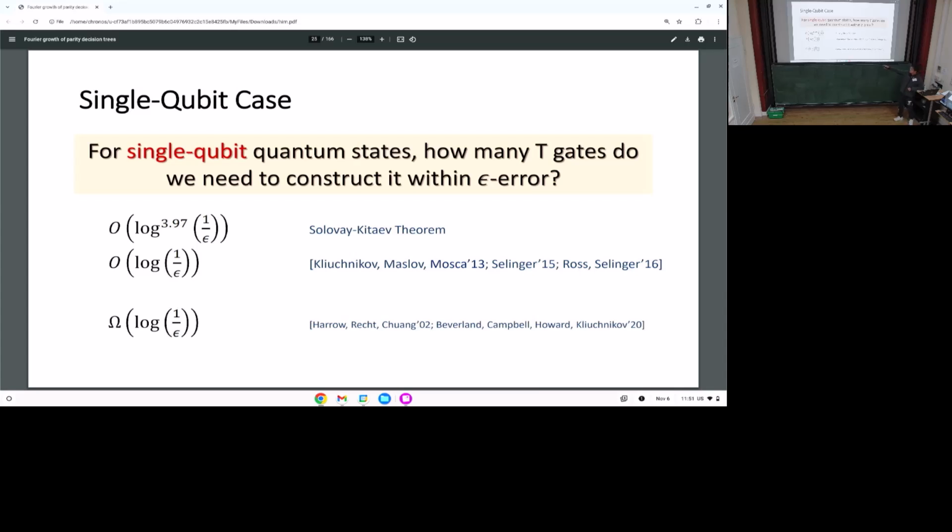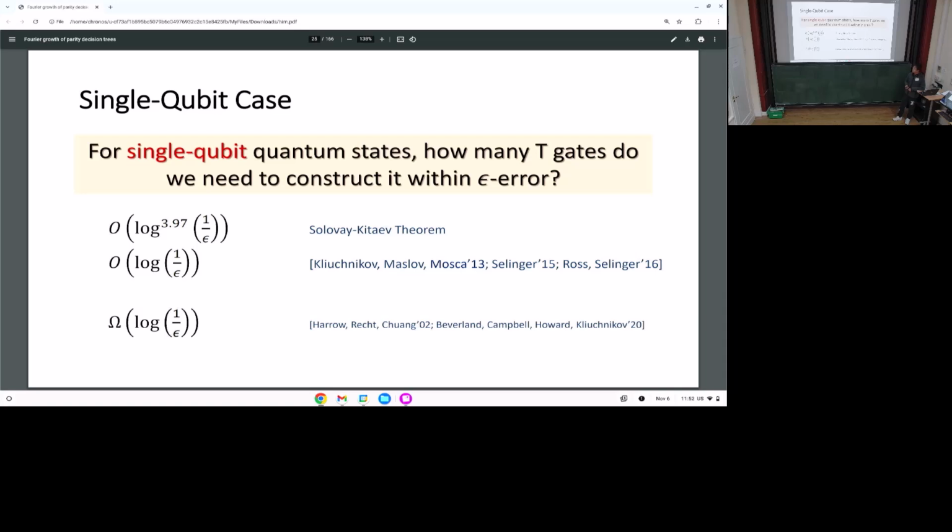Also, this upper bound does not need measurements, and for the lower bound you allow measurements. Even if you do measurements, you still need log 1 over epsilon many T gates. Granularity in what sense? You want to approximate within between epsilon and 10 epsilon, and then you must have log 1 over epsilon many bits to do that.